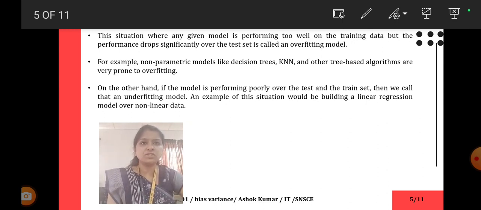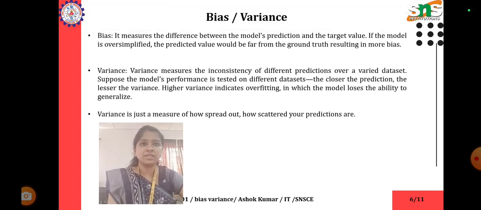This situation, where any given model is performing too well on the training data but the performance drops significantly over the test set, is called an overfitting model. For example, non-parametric models like decision trees, KNN and other tree-based algorithms are very prone to overfitting. On the other hand, if the model is performing poorly over the test and train set, then we call that an underfitting model. An example of this situation would be building a linear regression model over non-linear data.